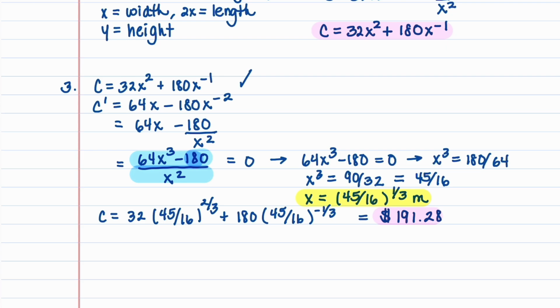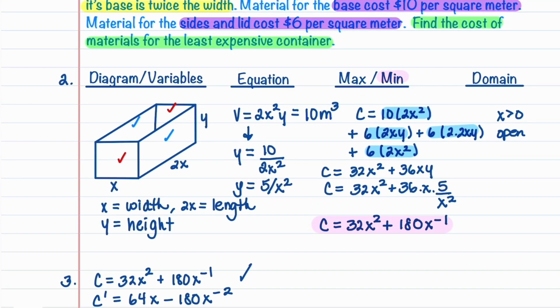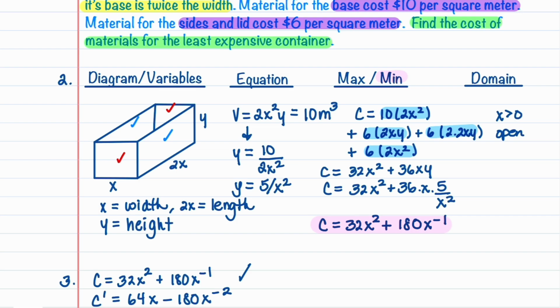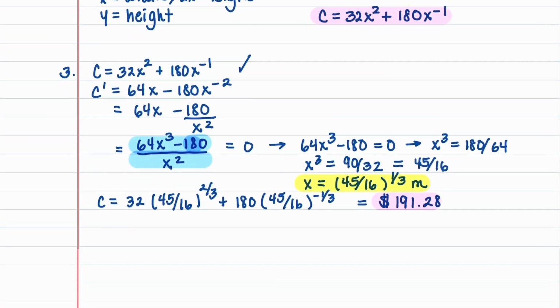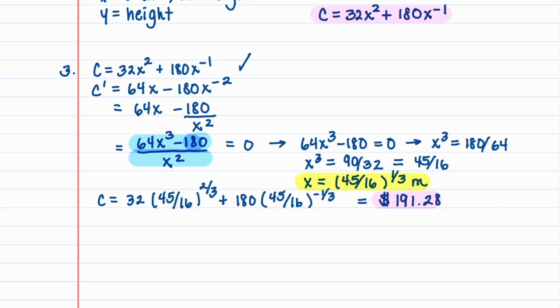Now, it may seem that we're done, but we're not. We need to justify that this cost is a minimum. To do that, we need to go back up to our interval. It is open right under the domain there. So that means we can use the first derivative test or the second derivative test. I highlighted our derivative in blue. It is complicated, so I don't think we want to take the derivative of that again. So for step 4, to justify our answer, we are going to use the first derivative test.